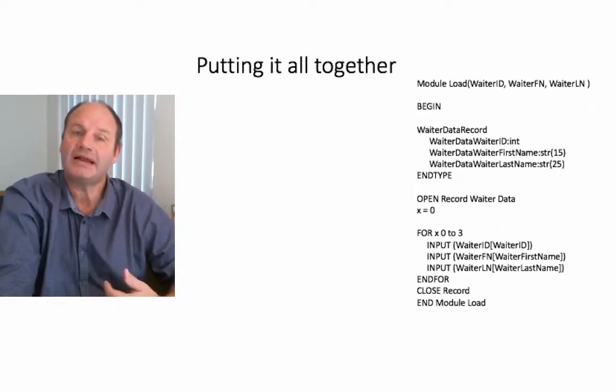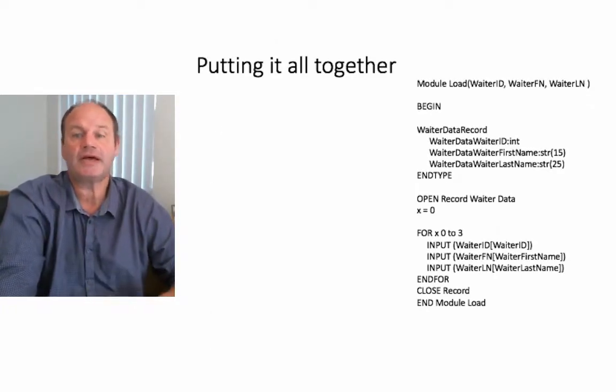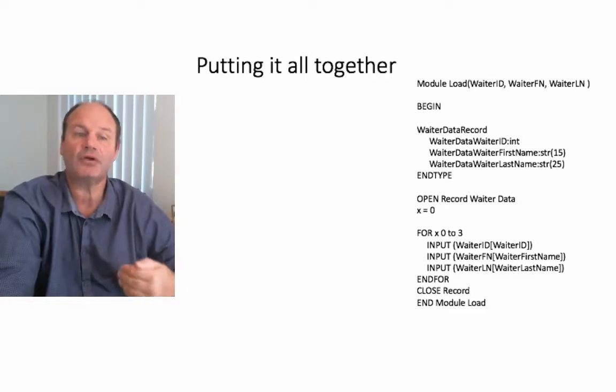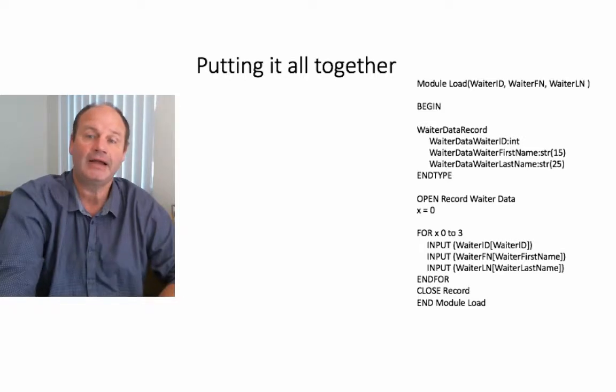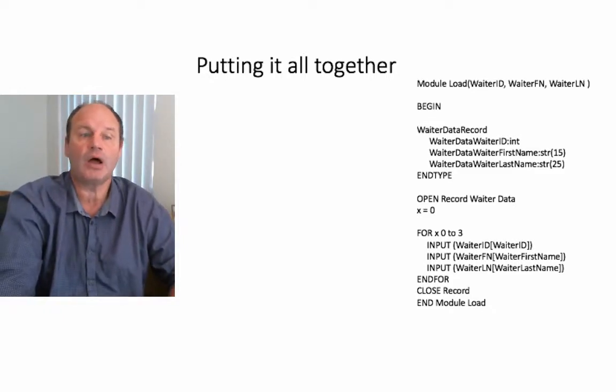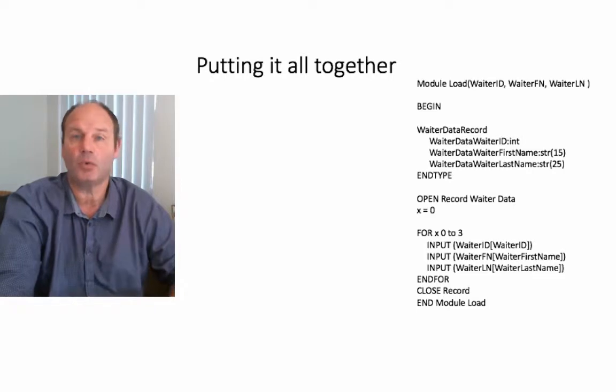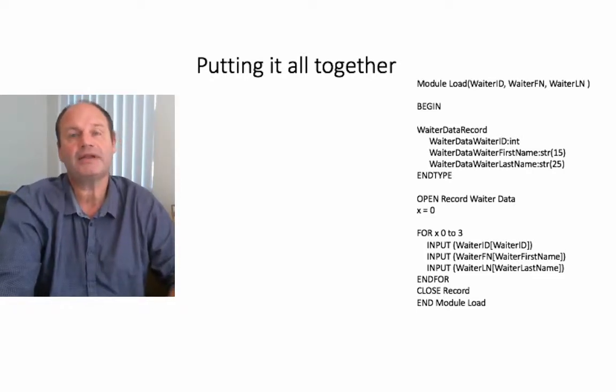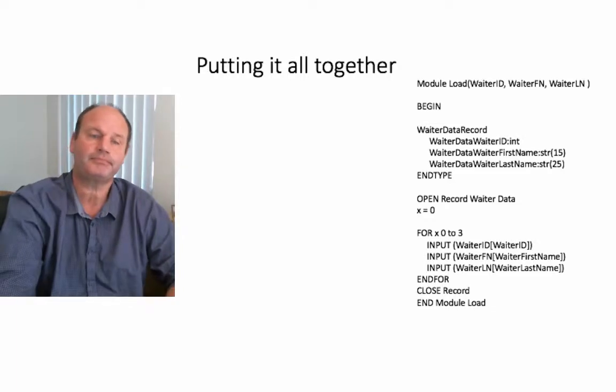Before we look in detail at this solution, the overview is that a record is opened and the contents of the record are placed into 3 different arrays. Let's see how this is done. We start off with the name of the module called module load. The parameters in the module are the 3 arrays. Waiter ID, waiter FN, first name, and waiter LN, last name.